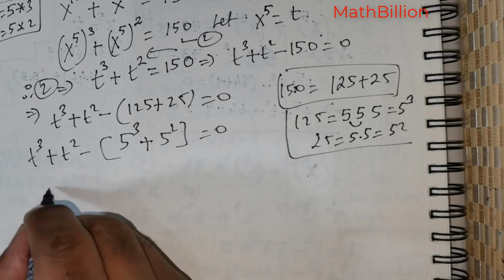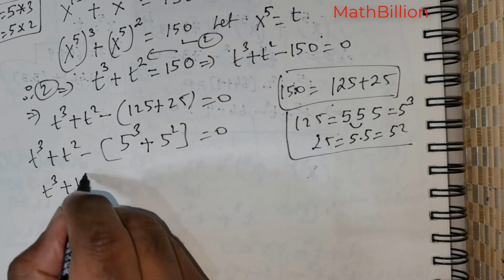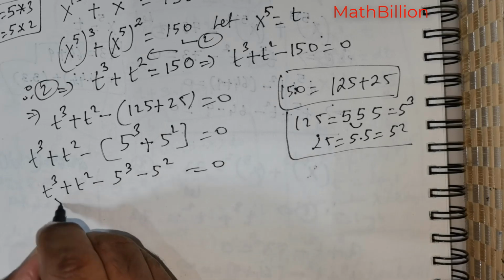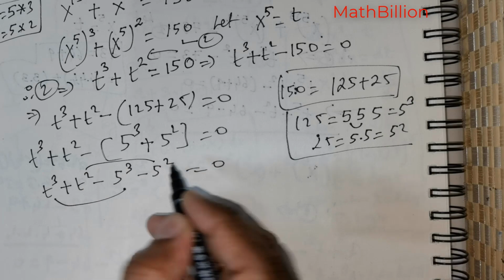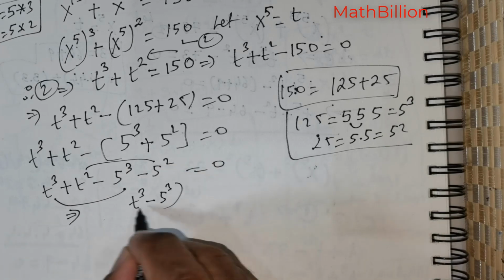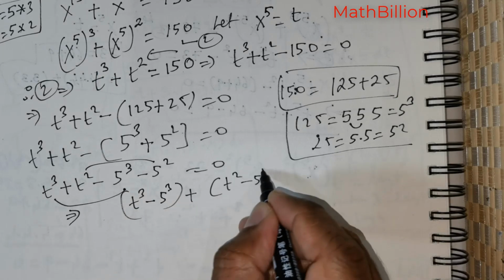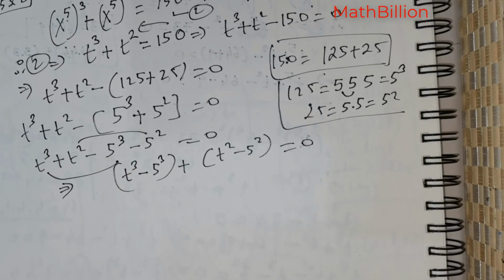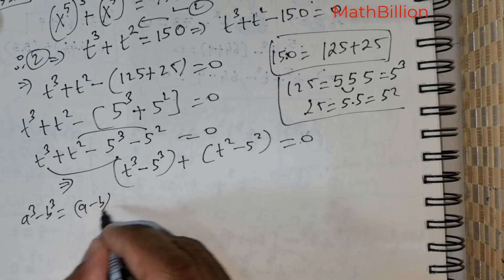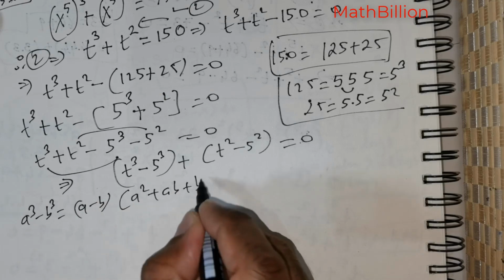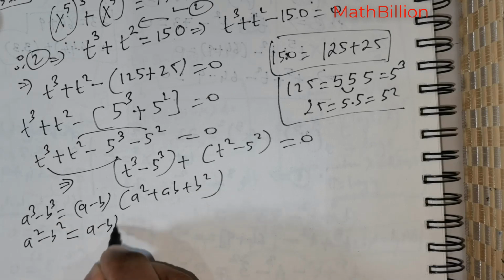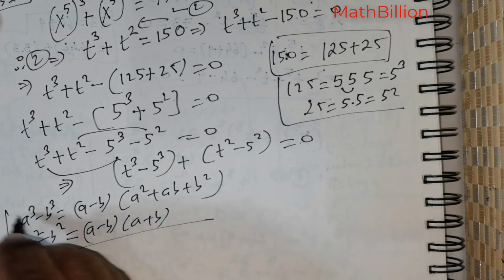Now I can distribute the negative sign. This is going to be t^3 + t^2 - 5^3 - 5^2 = 0. I would like to club t^3 with 5^3, t^2 with 5^2. That would mean I get t^3 - 5^3 and then t^2 - 5^2 = 0. Now this is nothing but a^3 - b^3, which is (a - b)(a^2 + ab + b^2) formula. This is nothing but a^2 - b^2, which is (a - b)(a + b).